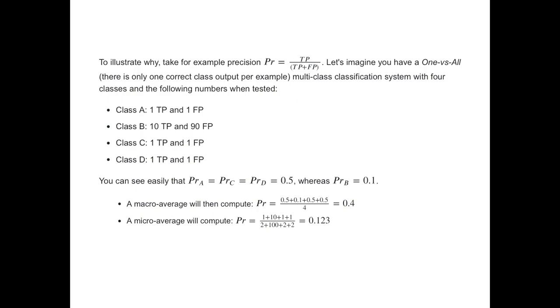Now, if we compute a macro average, then the precision would be just the average of all the precisions that we have, divided by 4, and it would be 0.4. But if we compute a micro average, it uses the actual true positives and false positives for every single class, globally looked at. So we would have 1 plus 10 plus 1 plus 1 true positives, divided by the true positives plus false positives for each of the classes, which are 1 plus 1, 10 plus 90, 1 plus 1, and 1 plus 1. So you see in the denominator, it's 2, 100, 2, and 2. And so by computing that new precision, the micro average precision is much lower than the macro average.